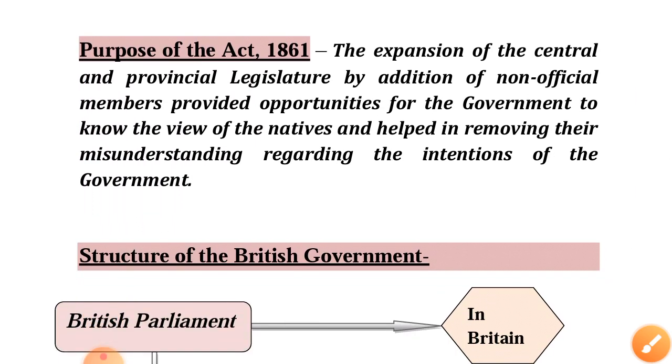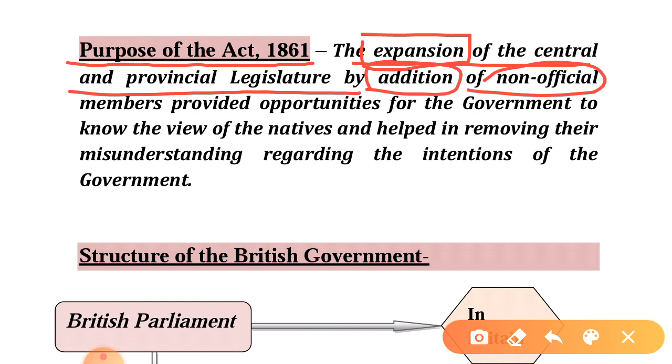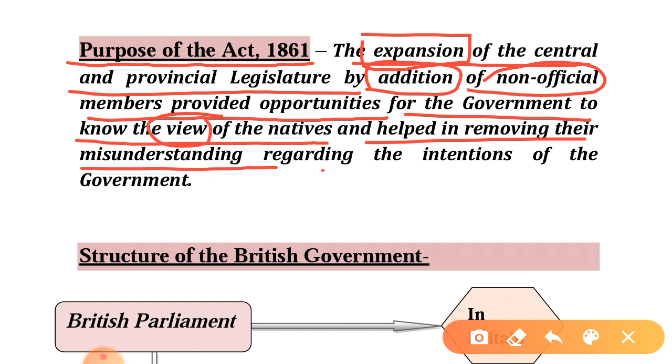Now we will focus on the purpose of this act. Purpose of the Act 1861. The expansion of the central and provincial legislature by addition of non-official members provided opportunities for the government to know the view of the natives and helped in removing their misunderstanding regarding the intentions of the government.